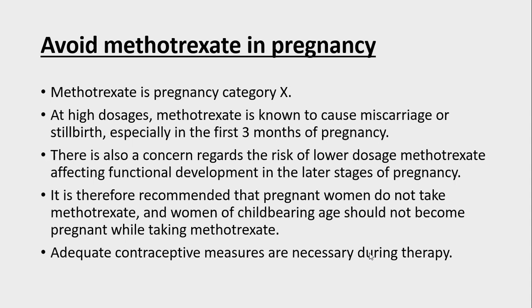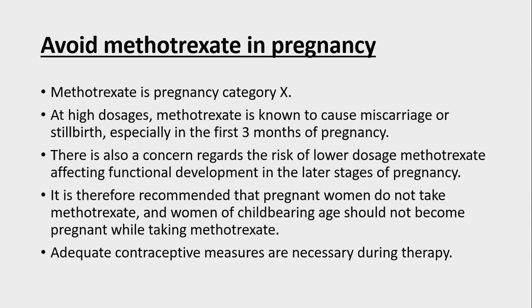What about methotrexate in pregnancy? Methotrexate is categorized as a pregnancy X drug. At higher doses, methotrexate is known to cause miscarriage or stillbirth, especially in the first 3 months of pregnancy. And in obstetric wards, high dose methotrexate is used to induce labor.